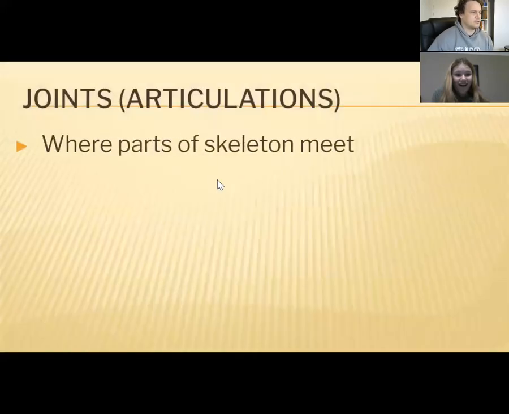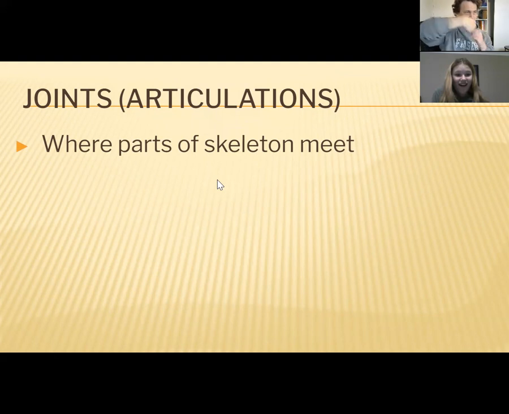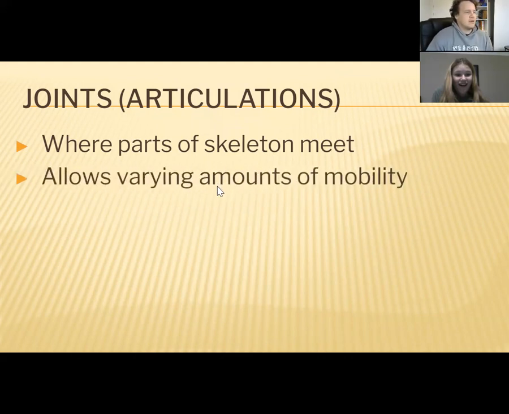So, joints, where the skeleton meets. So, this bone and bone. If it was just bone on bone, it would be incredibly painful. So, some joints allow lots of mobility. The shoulder is a ball and socket. You can do this. Whereas the knuckles, it's a hinge joint. This one.